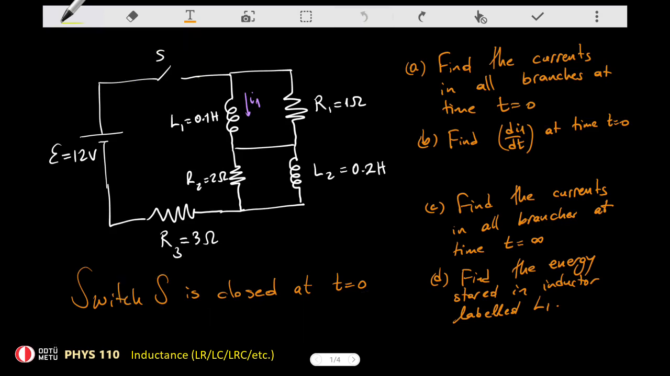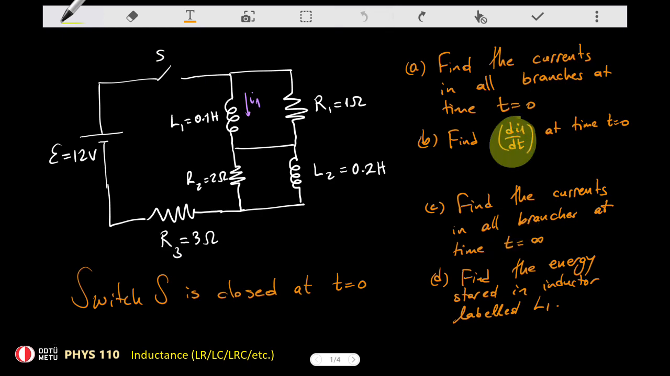And there are a few things that the question is asking us to find. The currents in all branches at time t equals 0. That's one of the questions. And the currents in all branches at time t equals infinity. And then there are a few other things.